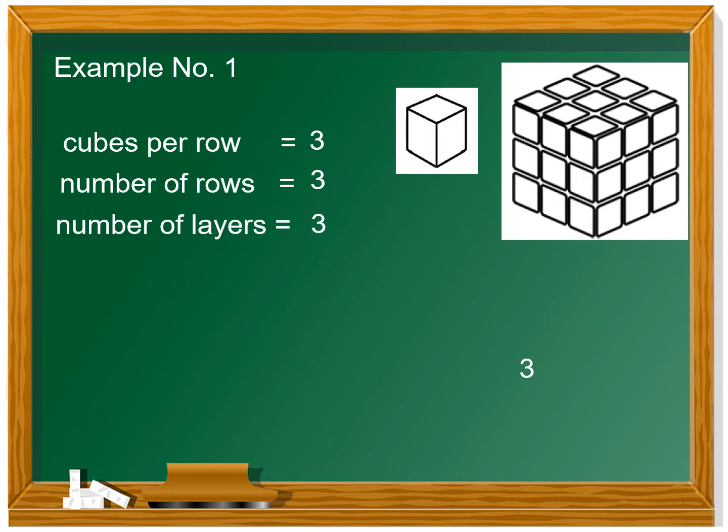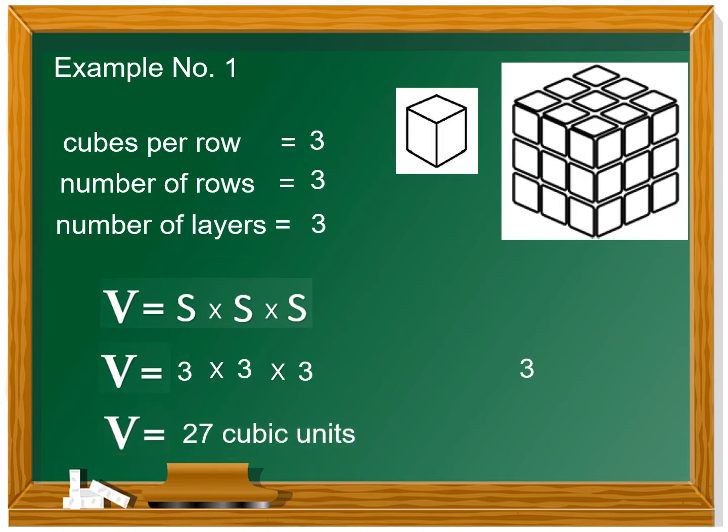Having the same sizes of sides, let's use the formula in finding the volume of a cube. Volume is equal to side times side times side. Let us replace the values. Volume is equal to 3 times 3 times 3. So, 3 times 3 times 3 is equal to 27. So, the volume of the given cube is equal to 27 cubic units.